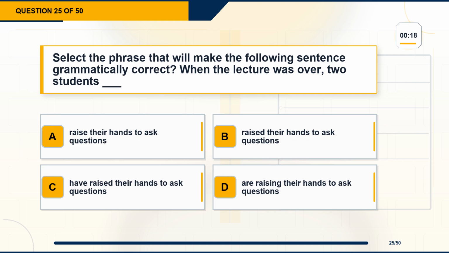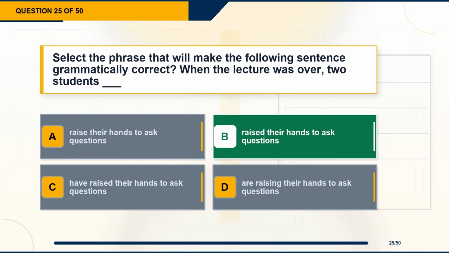Question 25. Select the phrase that will make the following sentence grammatically correct. When the lecture was over, two students blank. Option A, raised their hands to ask questions. Option B, raised their hands to ask questions. Option C, have raised their hands to ask questions. Option D, are raising their hands to ask questions.